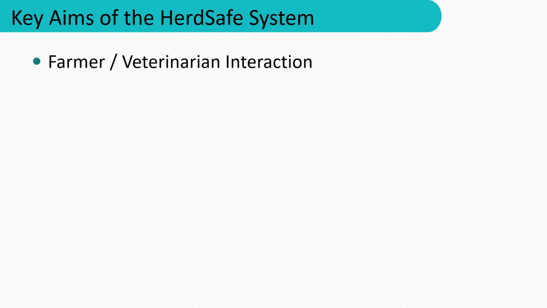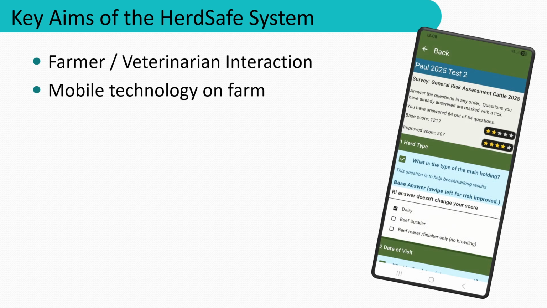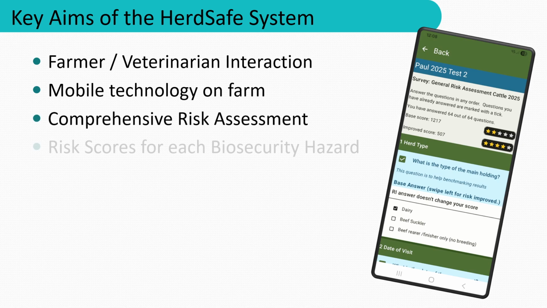Herdsafe is intended to be used by vets with farmers. The main aim is to promote interaction between farmers and their vets to improve the biosecurity on the farm. The app on a phone or tablet gives the ability to do this while walking around the farm.